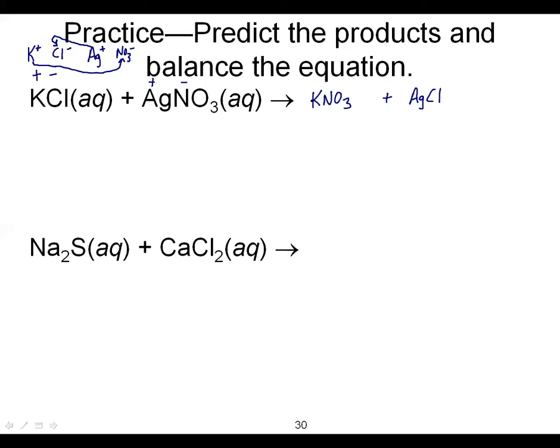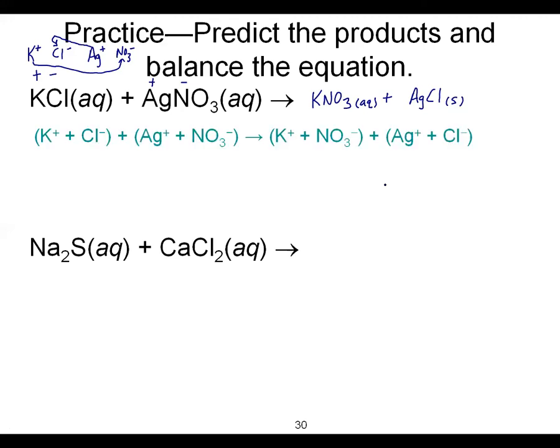In terms of solubility, we look at our rules. Potassium is soluble, and nitrate is soluble in everything, so KNO3 is soluble. The chloride is soluble in everything except silver, lead, and mercury, so here it goes from soluble to insoluble, and we get this formula. Any questions on that?